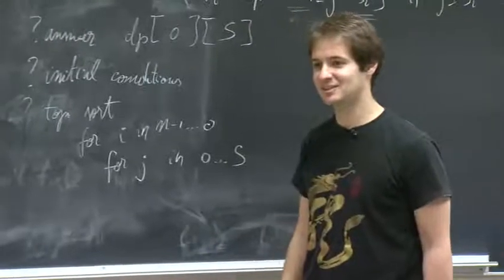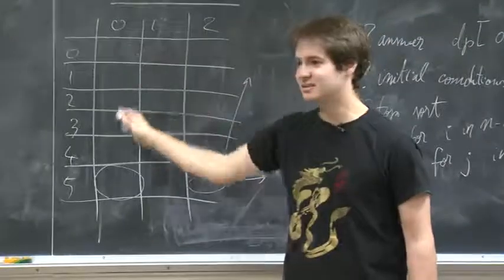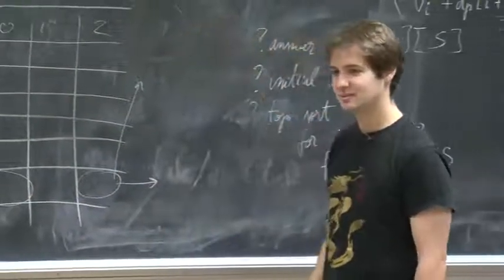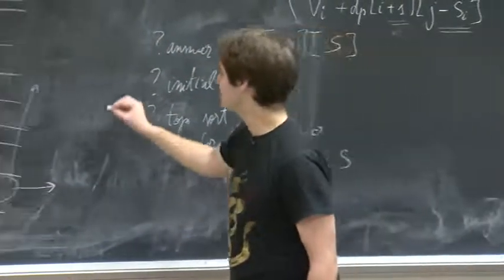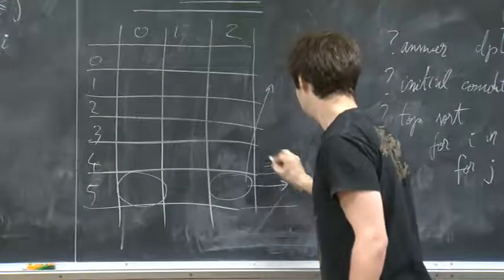And that argument is correct, because first I'm going to compute this column, then this column, then this column, then this column. By the way, what's this column? This column is the initial condition.